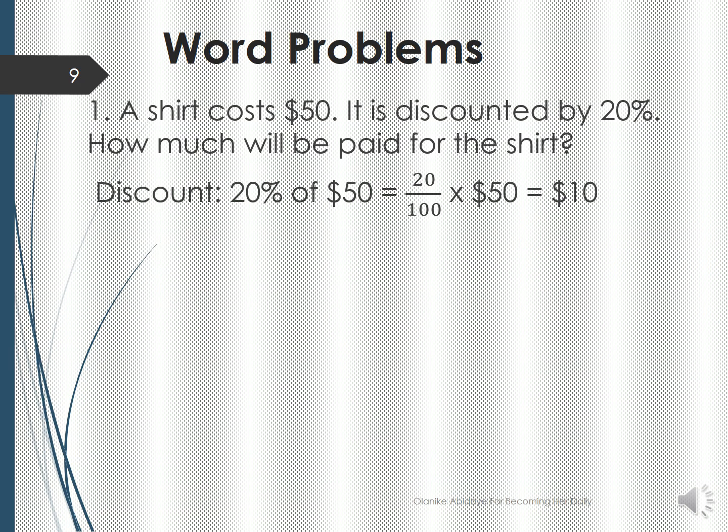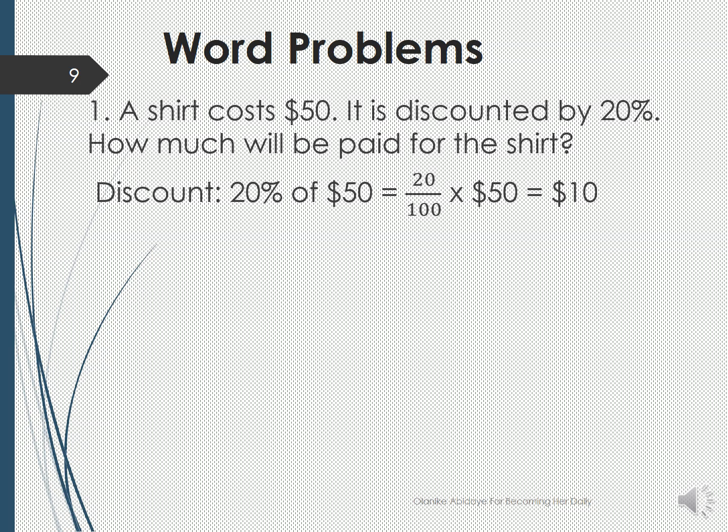The next one, we'll be looking at word exercises in this case. We can have some word exercises when you are taking your HESI exam. So we have a shirt costs $50. A shirt costs $50. It is discounted by 20%. How much would be paid for the shirt?